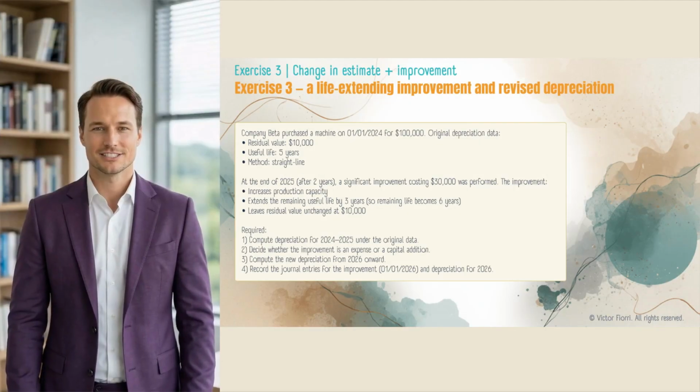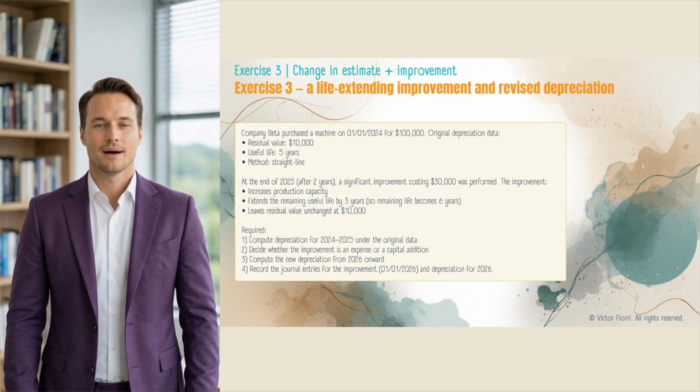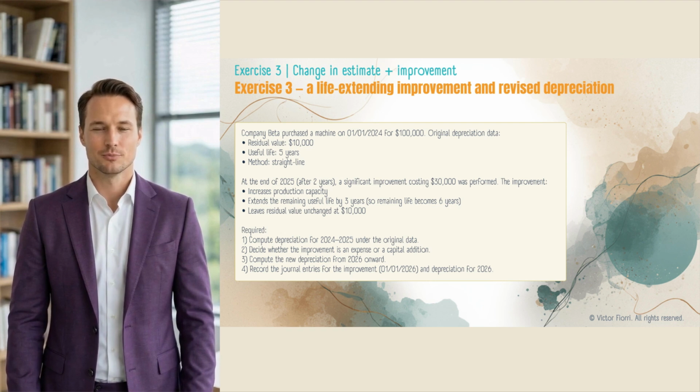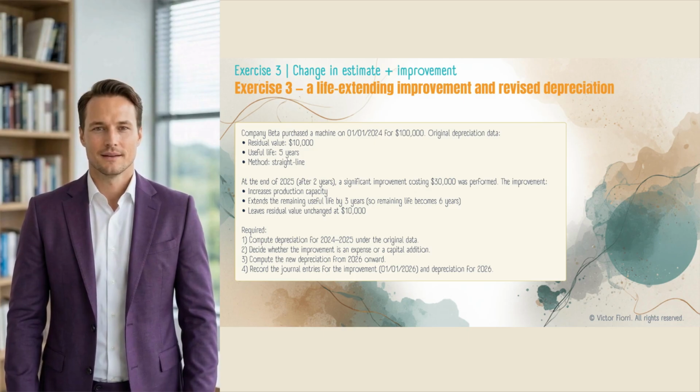Let us now read exercise 3 carefully. Company Beta purchased a machine with an original cost, residual value, and useful life under the straight line method. After 2 years, a significant improvement was performed. This improvement increases production capacity and extends the remaining useful life while residual value stays unchanged. The required tasks are to compute depreciation under the original data, decide whether the improvement is an expense or a capital addition, compute the new depreciation from the following year onward, and record the related journal entries.